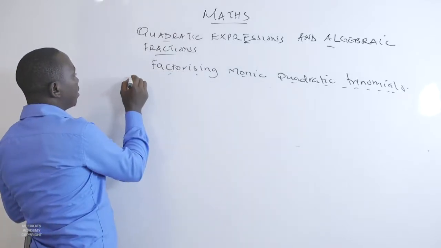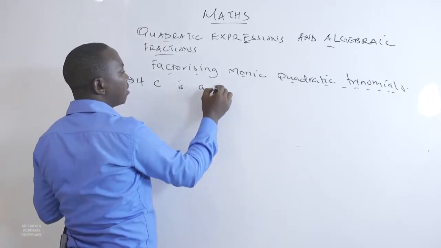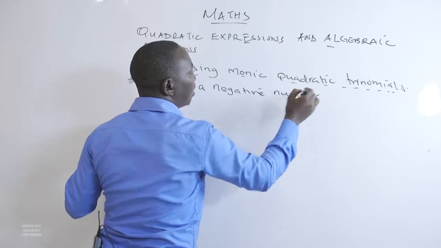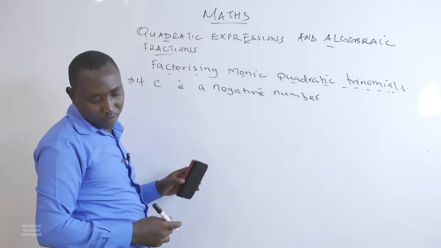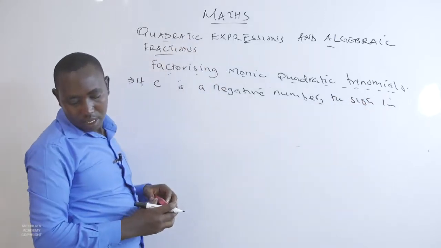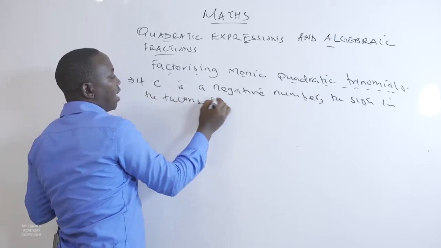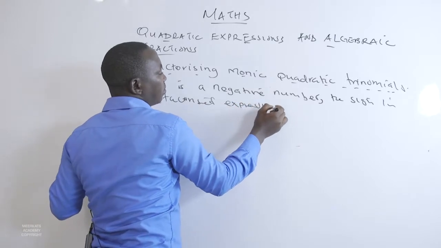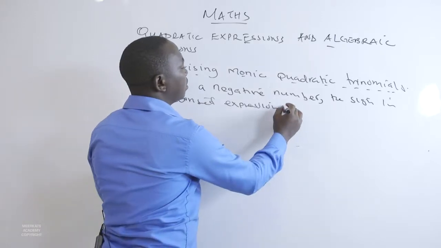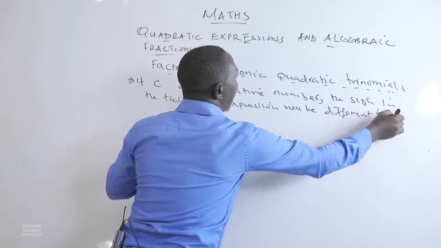So whenever c is a negative number, the signs in the factorized expression will be different from each other.